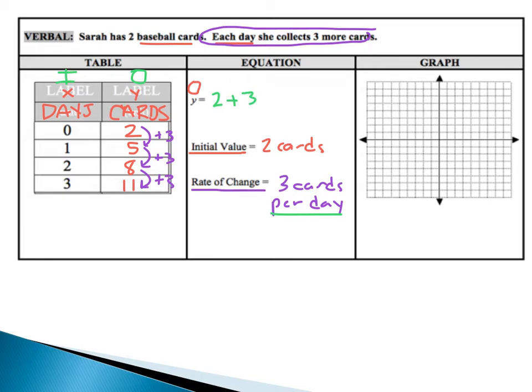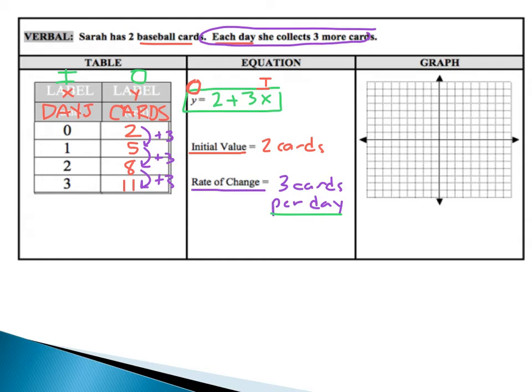Now, we don't know necessarily the number of days, and the purpose of this equation is we can put any number of days. I could ask you after 15 days. So instead of writing the number of days, we're going to label the number of days as x. So I get y equals 2 plus 3x. This represents my equation and shows the relationship again between my outputs and my inputs. That is the function that shows that relationship.